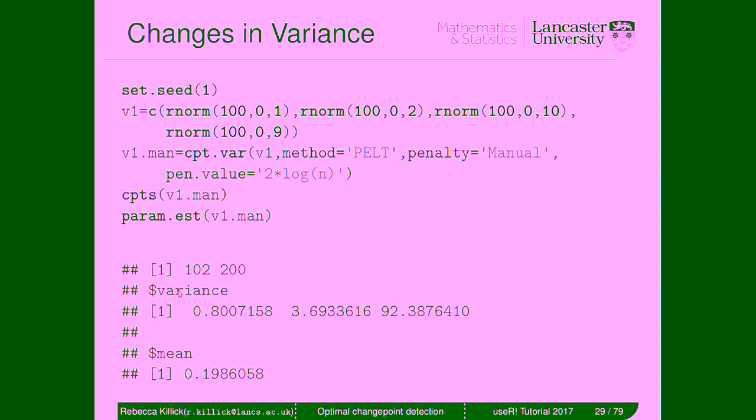And so I'm estimating the variances here. At 0.8, I'm fairly close to 1 there. This one here is fairly close to 4, and this one should be between 100 and 81, because I've merged these two segments, and we've got about 92. So that seems okay. And it's estimated a mean because I didn't give it one, so it's also returning the global mean here.